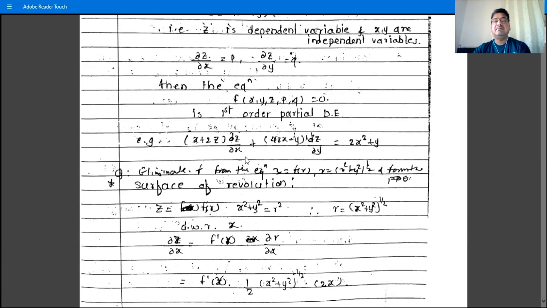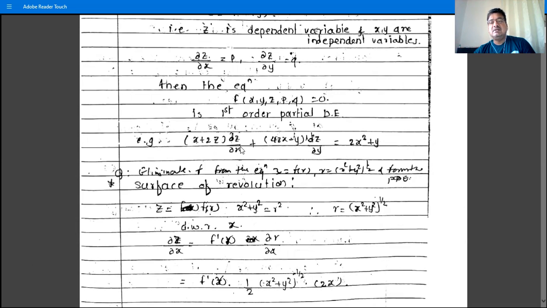For example, the example of first order partial differential equation is what? (x + 2z) ∂z/∂x + (4zx − y) ∂z/∂y is equal to 2x² + y. So this is one of the examples of first order partial differential equation. So z is the dependent variable, and x and y are the independent variables.